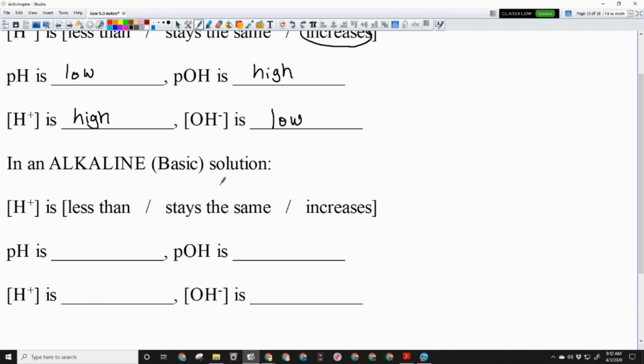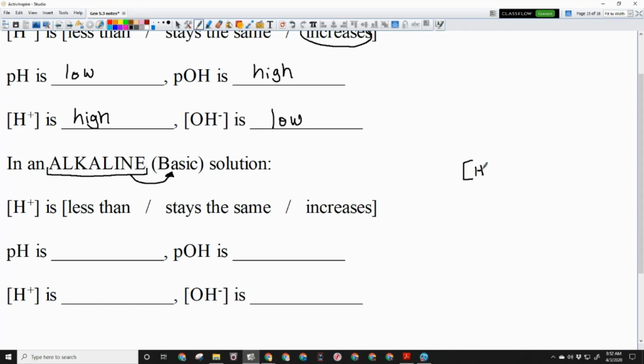We're going to be talking about an alkaline solution. Alkaline is another word that means base. Okay, so when you see alkaline, it means base. All right, so we have here: the hydrogen ion concentration is less than, stays the same, or increases. Well, let's think about that.